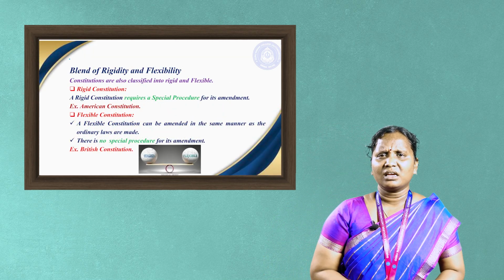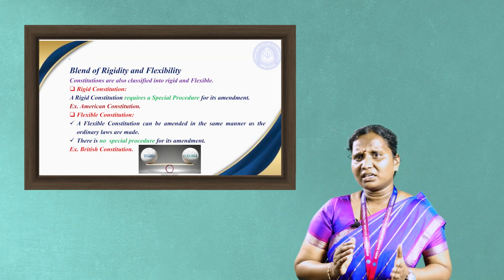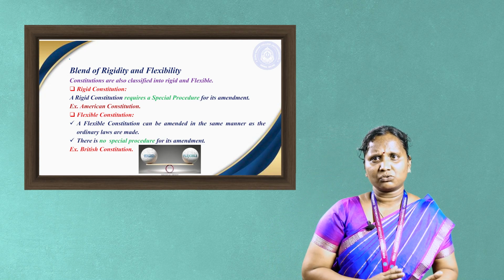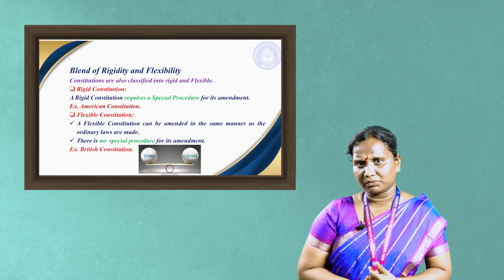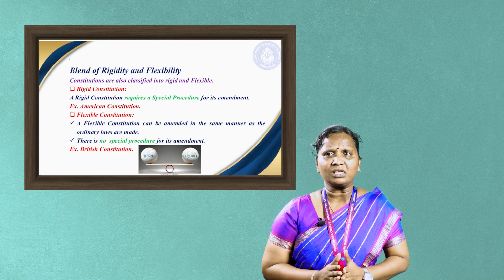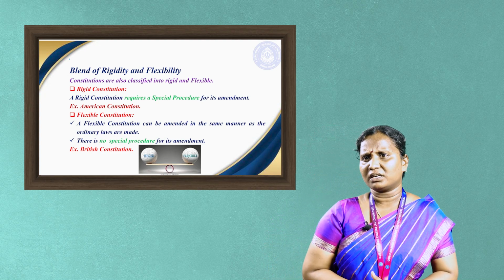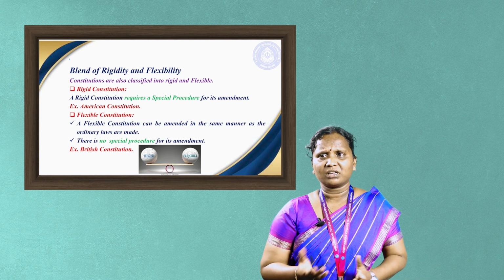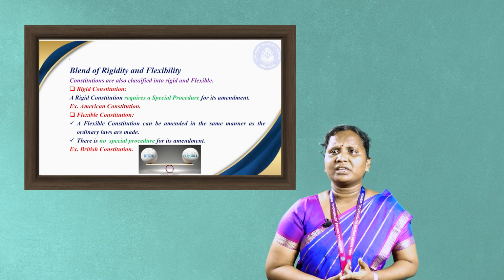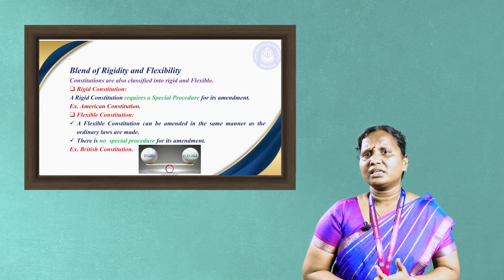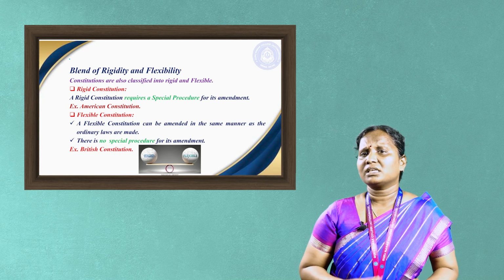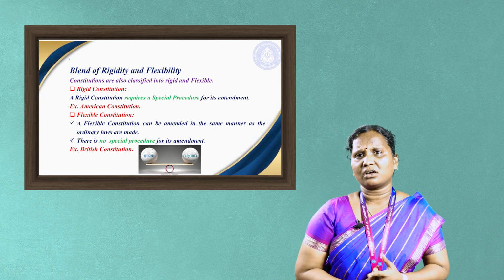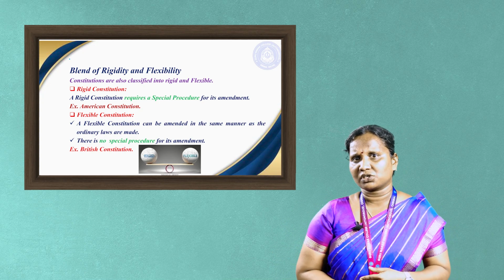Next, the Indian Constitution is a blend of rigidity and flexibility. A rigid constitution requires a special procedure for its amendment, for example the American constitution. A flexible constitution can be amended in the same manner as ordinary laws are made, that means there is no special procedure for constitutional amendment, for example the British constitution.